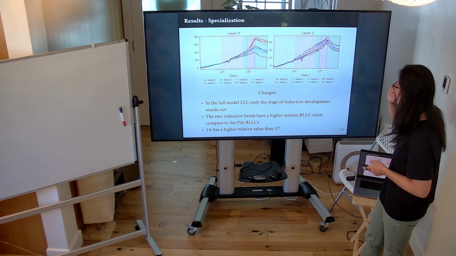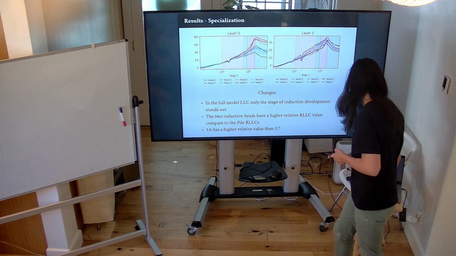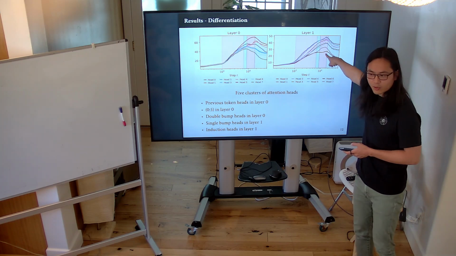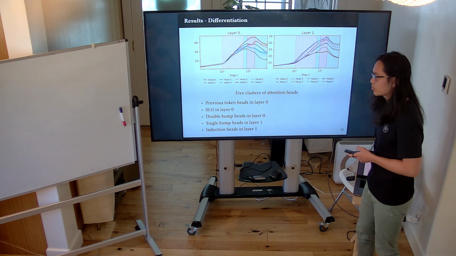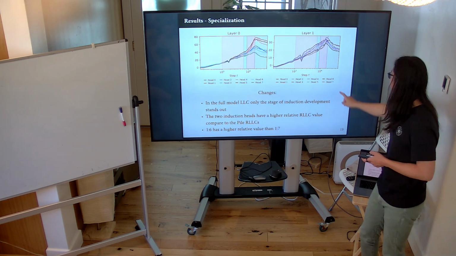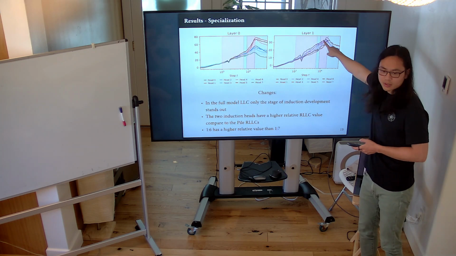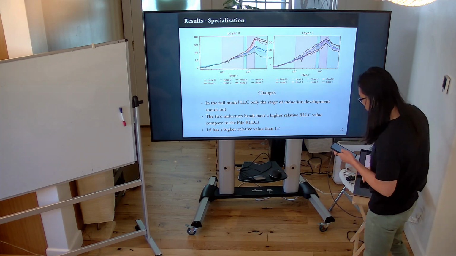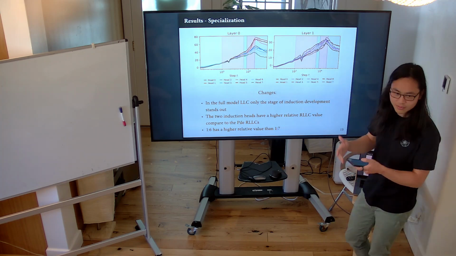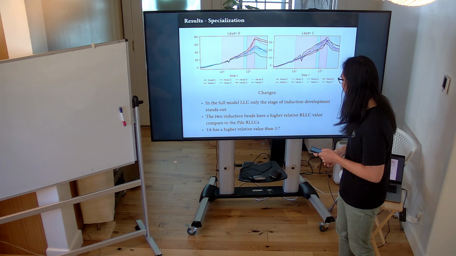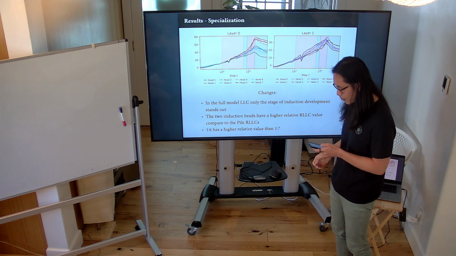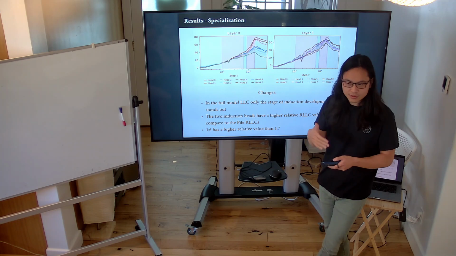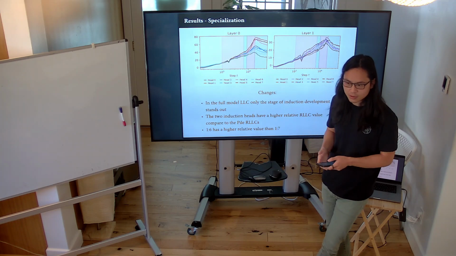And then one last interesting thing here is that in this graph, both of the induction heads end at around the same point in terms of RLLC value. Whereas here, head 1.6 actually ends noticeably higher than 1.7. So if all the things we're hoping for are true, then we might predict that this means that 1.6 is somehow more specialized for code than 1.7 is.